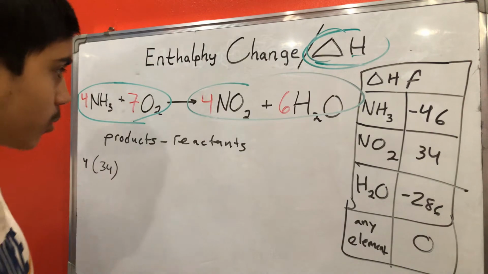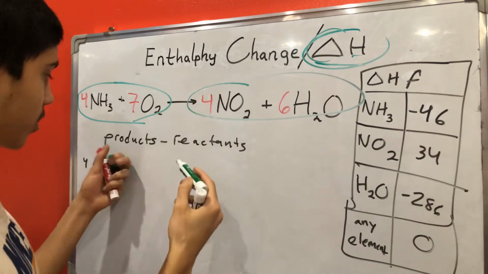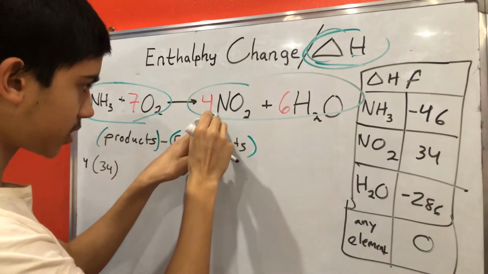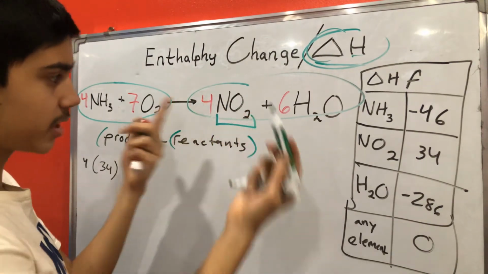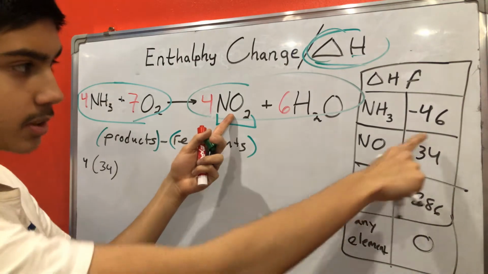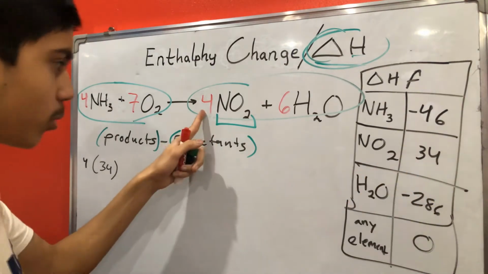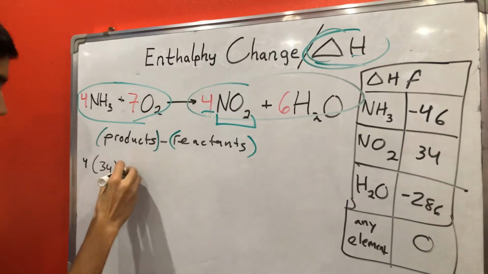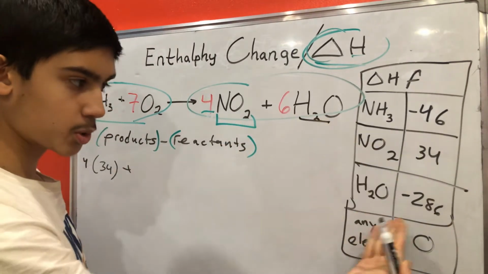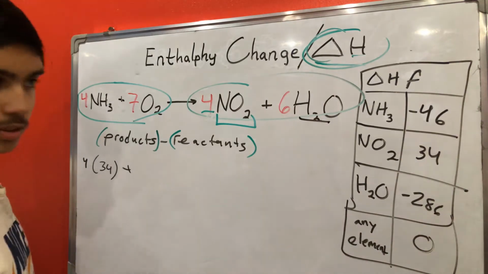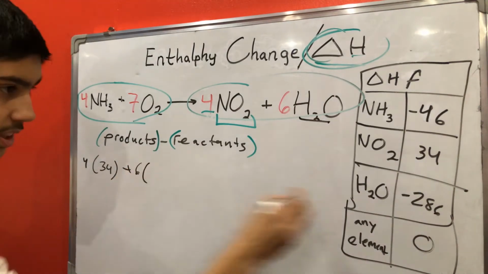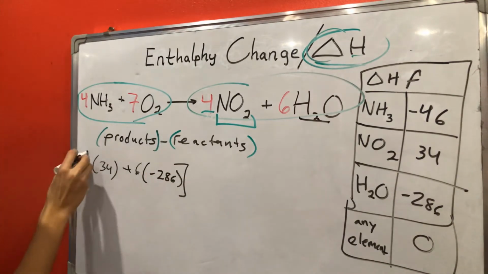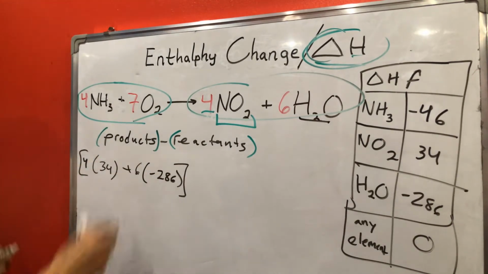Because again, we're going to take the products, minus the reactants. First, we take the first part of the products, NO2. NO2 is 34. What is the coefficient? It's 4. So 4 times 34. Same thing for H2O. H2O is negative 286, but what's the coefficient? 6. So 6 times negative 286. Okay, we're done with the products part.